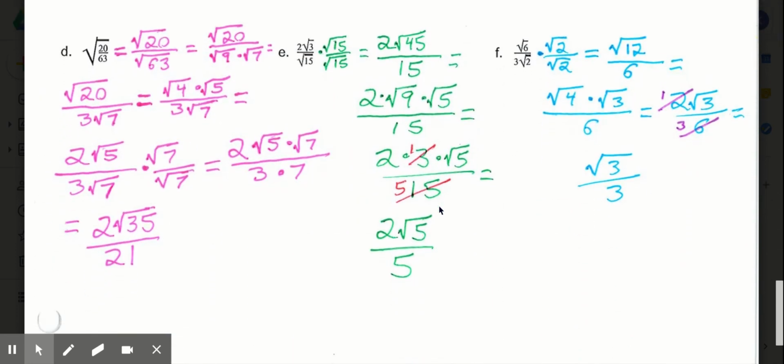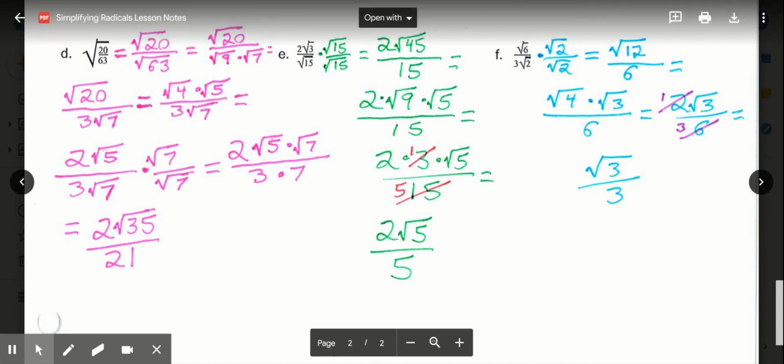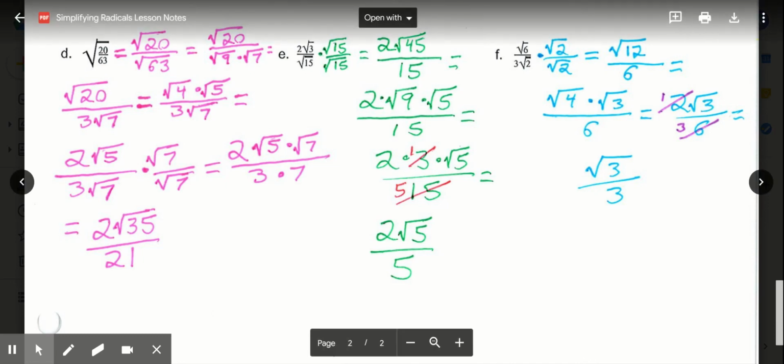And then our last few examples. In D, again, top and bottom are both going to get split. Square root of 20 over square root of 63. Now, I want to look for perfect square factors. So on bottom, a perfect square factor would be 9. So square root of 63 can become square root of 9 times square root of 7. The top is still square root of 20. So square root of 20 over 3 square root of 7.